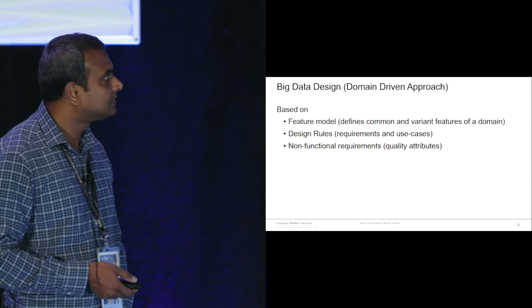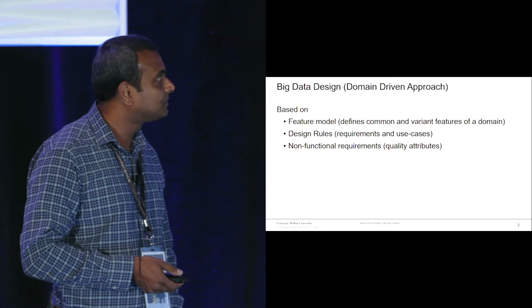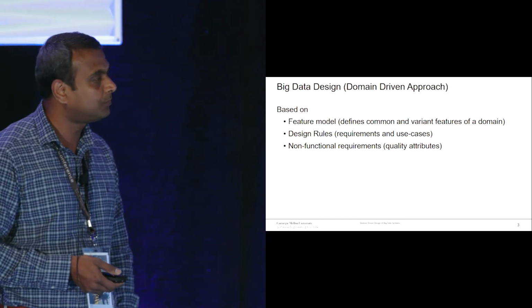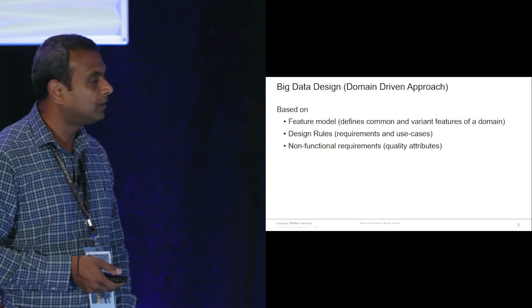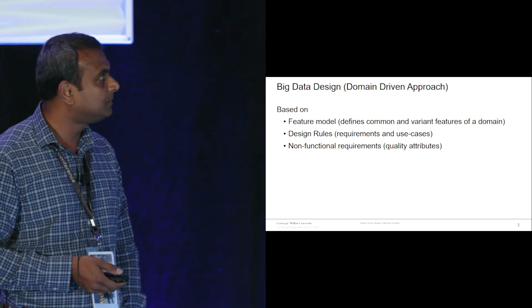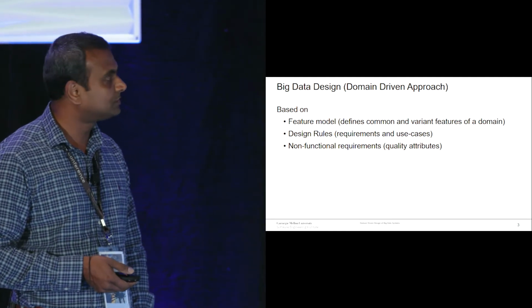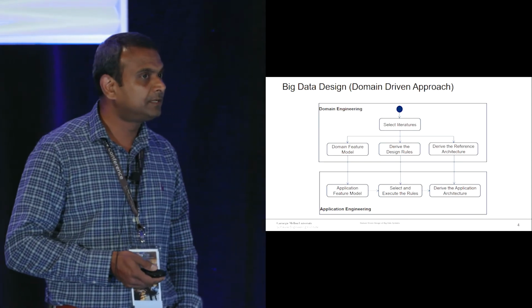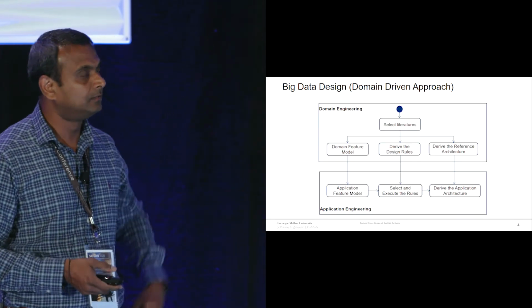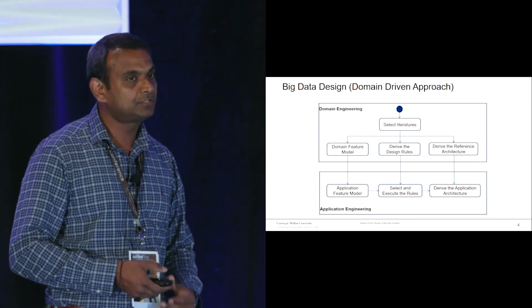If you see the domain system big data design, it is mostly based on the feature model, which covers the common and the variant features of the domain, and also some of the design rules, which are based on the requirements, the use cases, and also some of the non-functional requirements. When you consider the big data design, there will be two parts. One is the domain engineering, and another one is the application engineering.